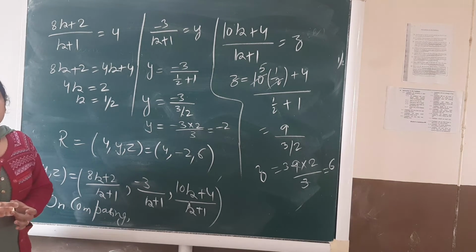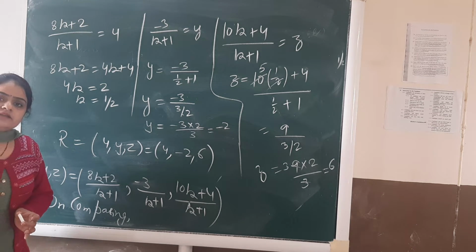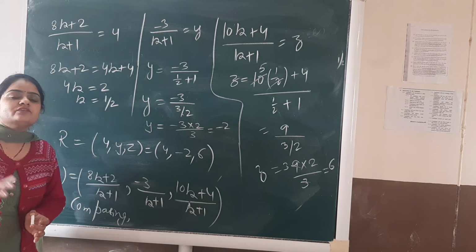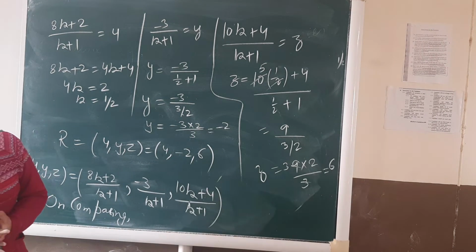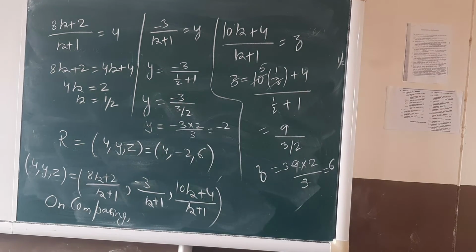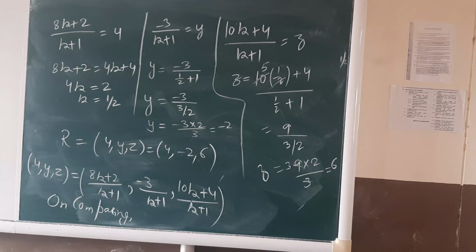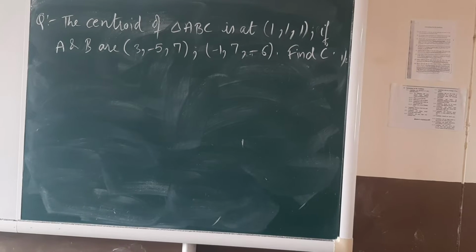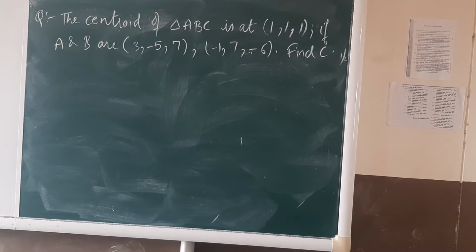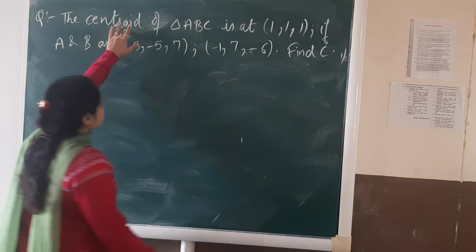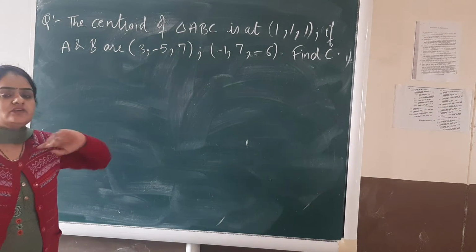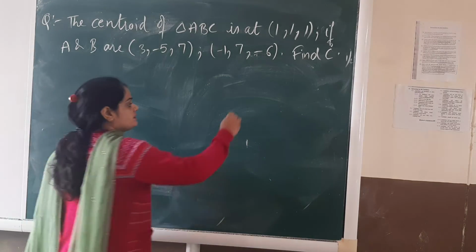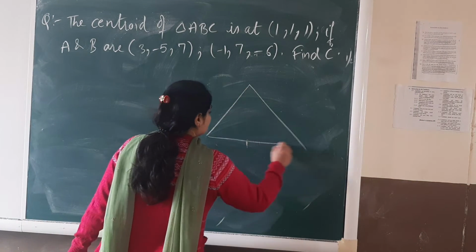Let's do another formula to find the centroid whenever the coordinates of 3 points of a triangle are given. Then how can we find the centroid? Let's do the question. Now the next question is related to centroid. Here the centroid of a triangle is given, and 2 coordinates of the triangle are given. We need to find the third point. That means the coordinates of the third point we need to find.